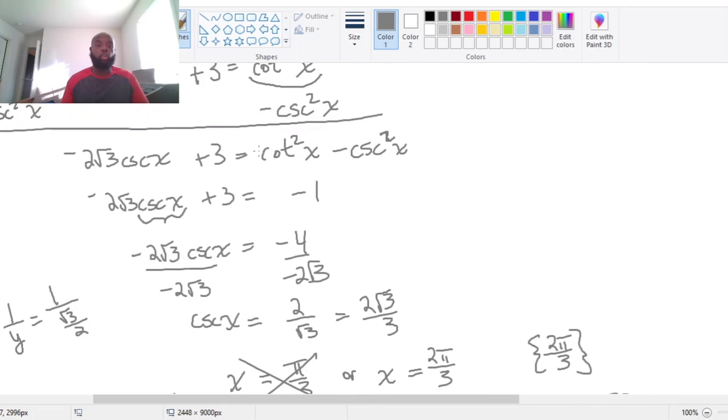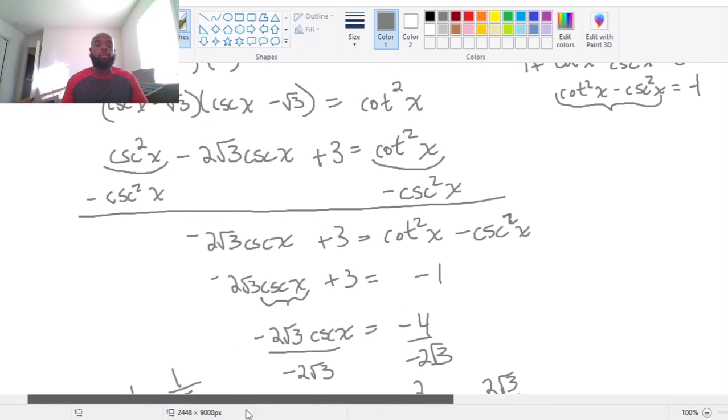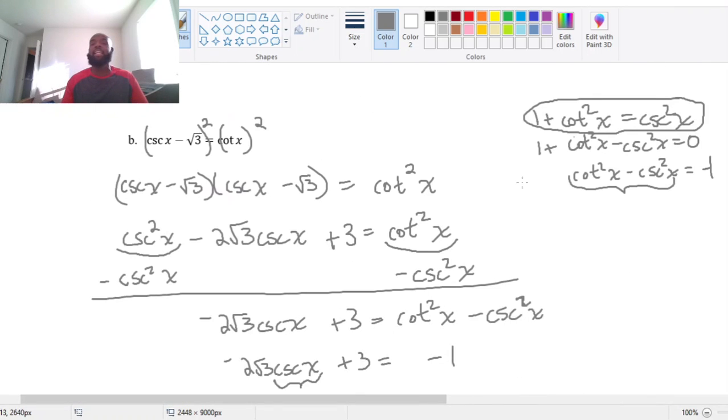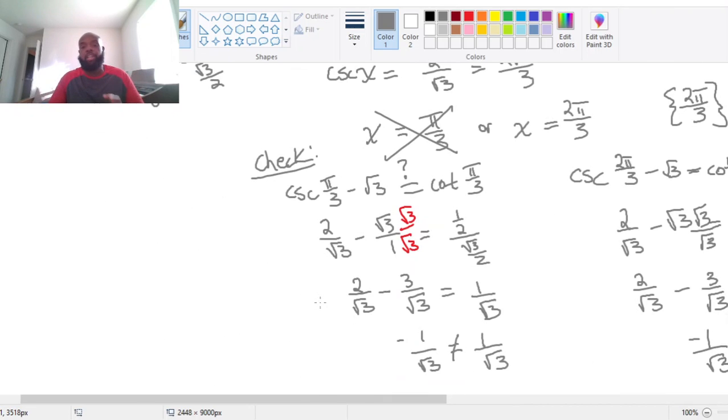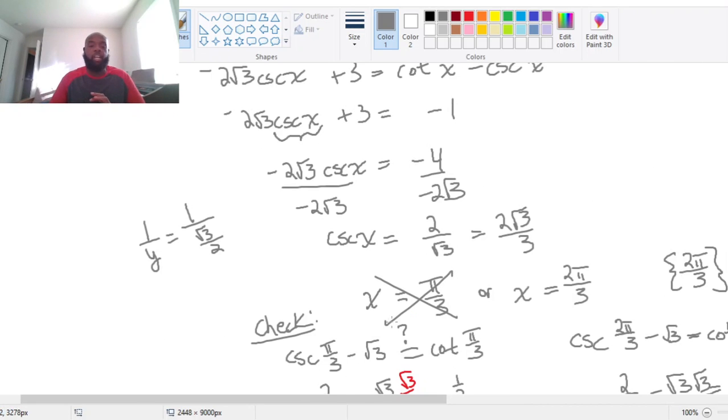So anytime we square both sides, usually we square both sides so that we can use our Pythagorean identity, which usually will allow us to reduce our equation from having 2 trig functions to having only 1 trig function. Once we do that, we'll be good to go, but we always have to remember to check our solutions.